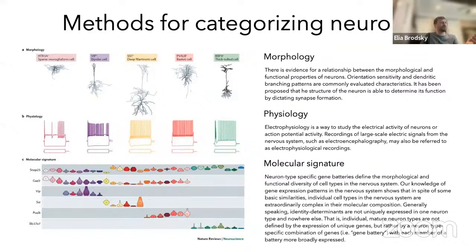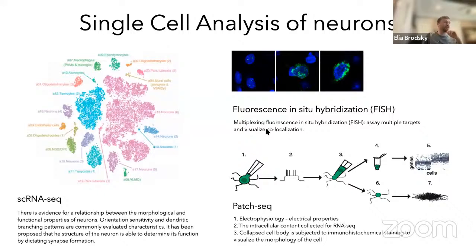They did a single cell analysis of neurons. They did fluorescence in situ hybridization, or FISH, and then they also did patch-seq. And so as a result, you can see again a familiar figure, right? So one of the major challenges is, let us collect all of the cells and let us try to differentiate between them by type, right?